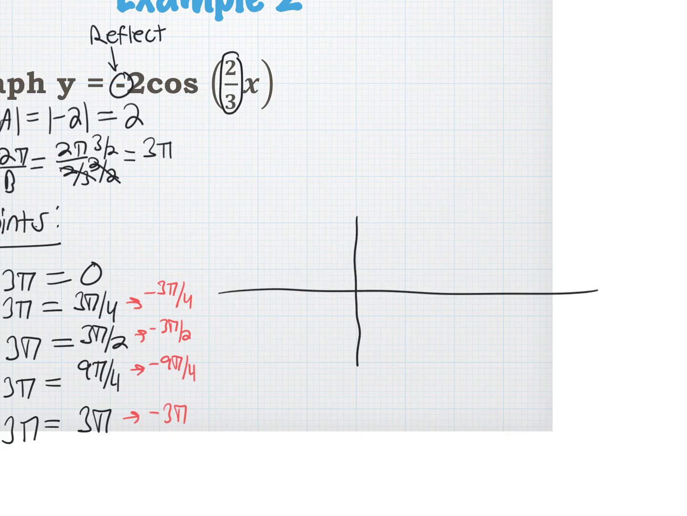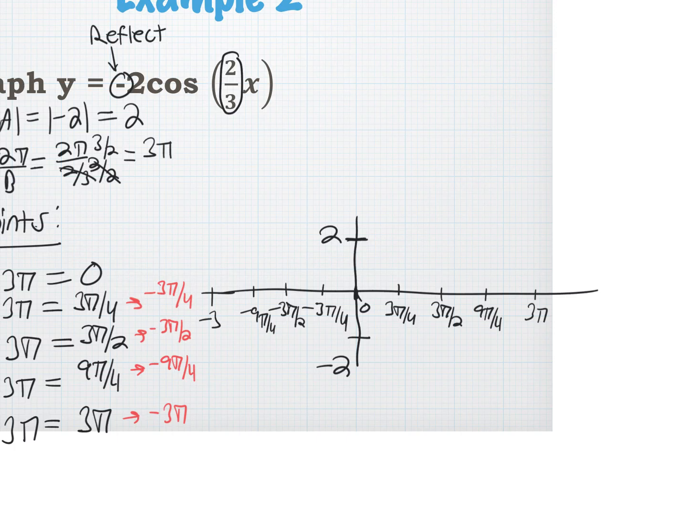All right? The amplitude is 2, so the highest is going to be 2 and negative 2, and then I'm going to plot these points, right? So 0, 3 pi over 4, 3 pi over 2, 9 pi over 4, and then 3 pi. And then you're going to go in the negative direction as well, negative 3 pi over 4, negative 3 pi over 2, negative 9 pi over 4, and then negative 3 pi.